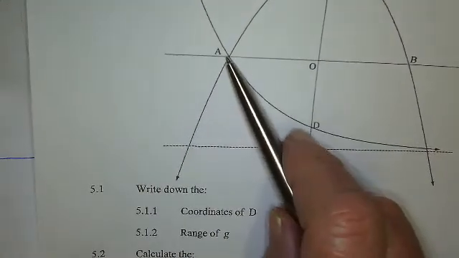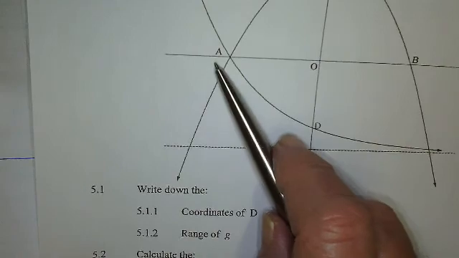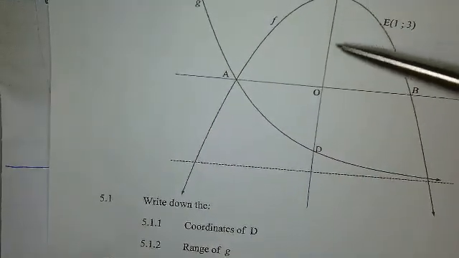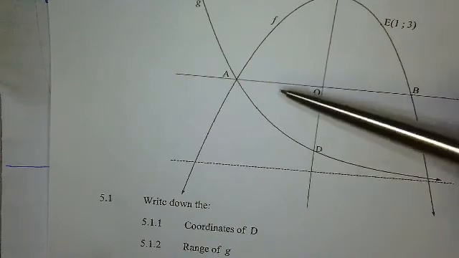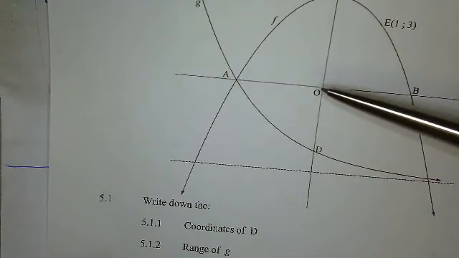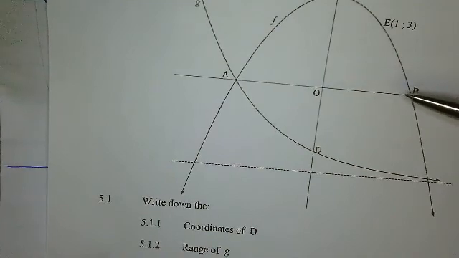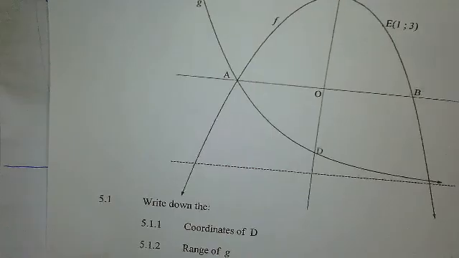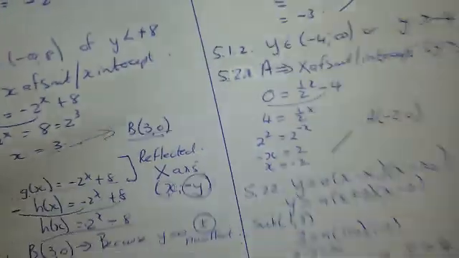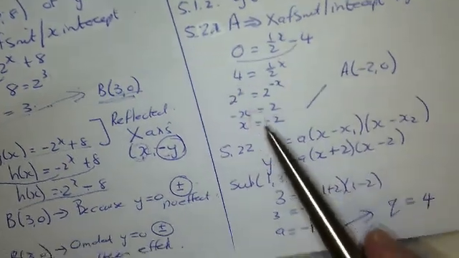I know that that coordinate there, it's an x-intercept, that's negative 2. I also know that this is the line of symmetry. So that means the distance from A to O is the same as the distance from O to B, but in the opposite direction, so that coordinate will be plus 2. So the x-intercepts are given. So to find then my a value, I will do the following.